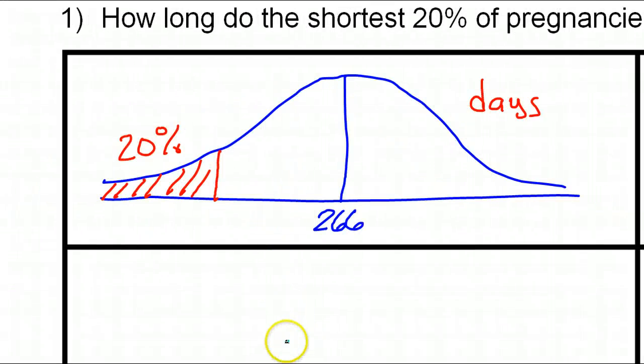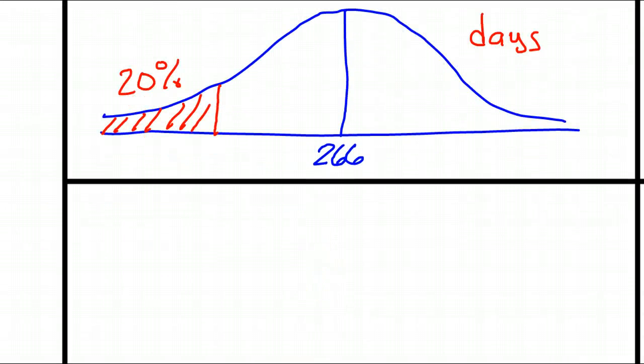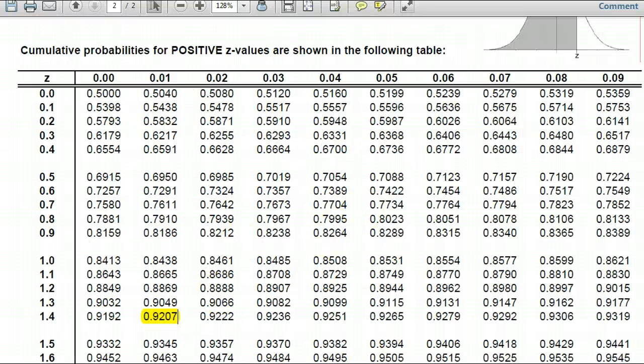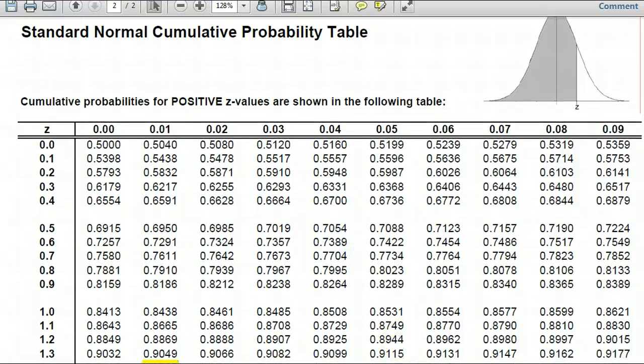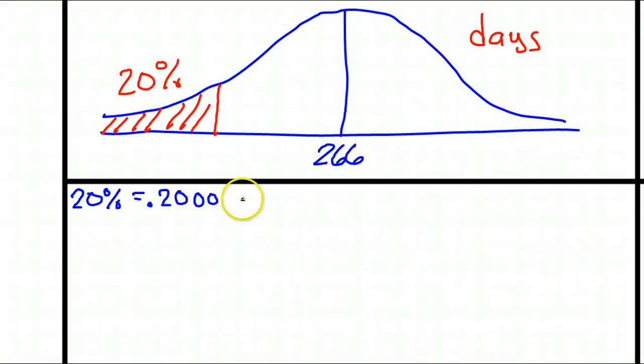So here's what you do. We're going to start with the percentage that we are given, 20%, and we're going to work backwards. So we're given 20%. 20% as a decimal is 0.2. Okay, now I'm going to go ahead and write that as 0.2000 to make it the same length as all these nice values on my z-score table. All right, the zeros don't change anything.